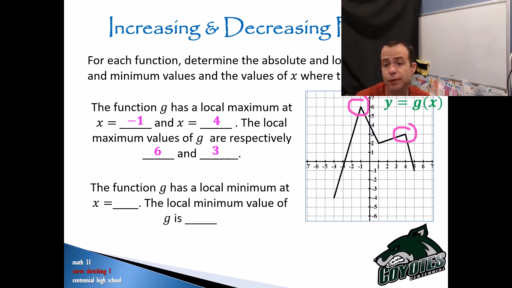The function g has a local minimum. Remember, I can't use this guy that I did originally for my absolute minimum. I can't use him right now for the local because I'm not changing direction. It's not higher on both sides of that point. But I do have a local minimum right here. Okay, so that'd be at x equals 1, and then the value of the local minimum would be 2.